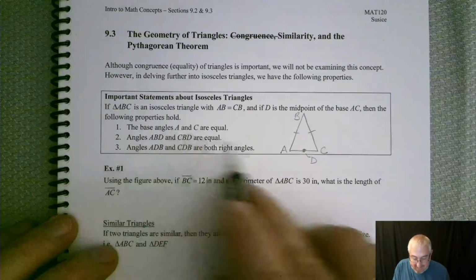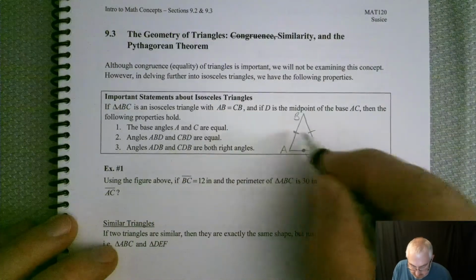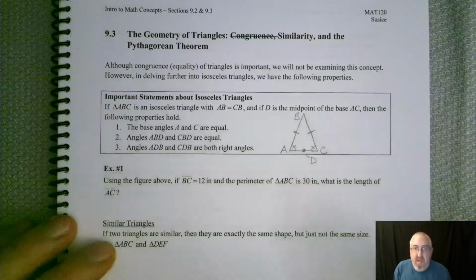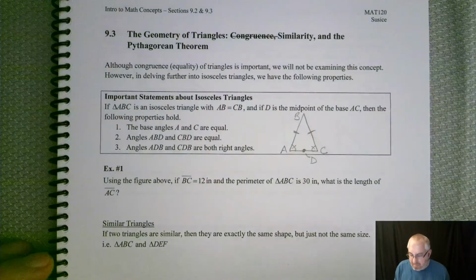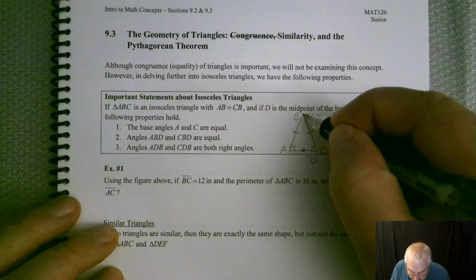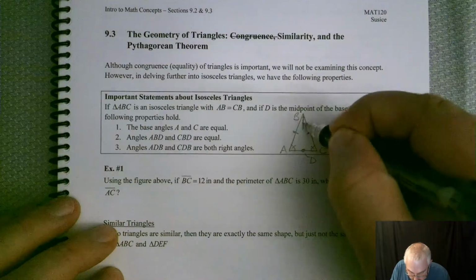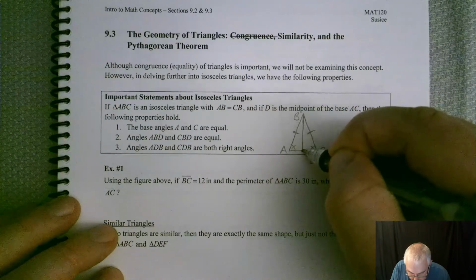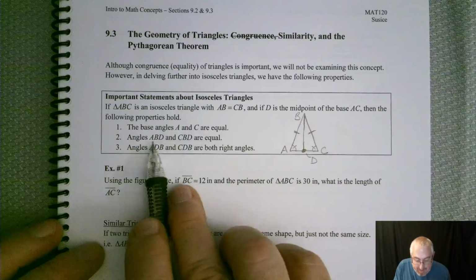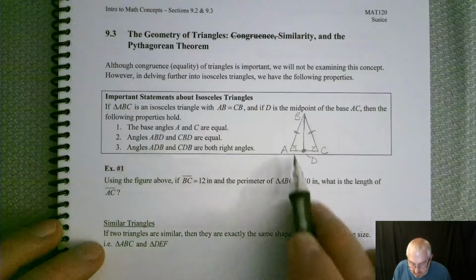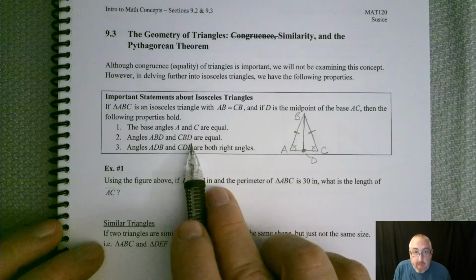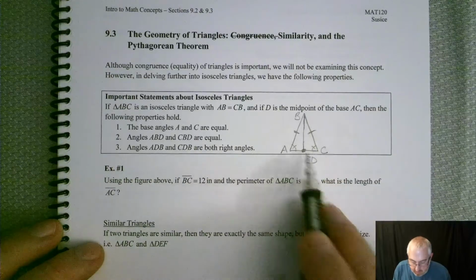Base angles A and C are equal. So if the two sides are the same, then that forces these two angles to be the same. Yeah, that seems like it makes sense, right? All right, what about angles ABD? Well, we're going to need another line right down the middle. Okay, so now we have a line down the middle. So angles ABD, so that's a skinny one up here, and CBD are equal.